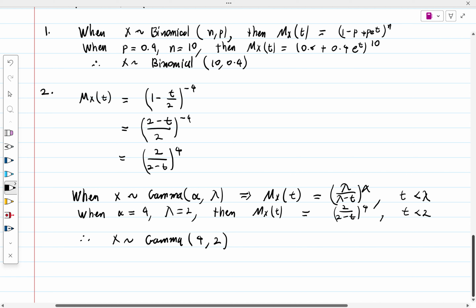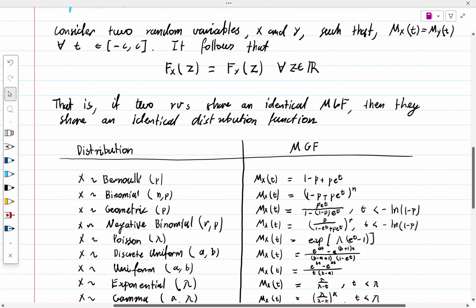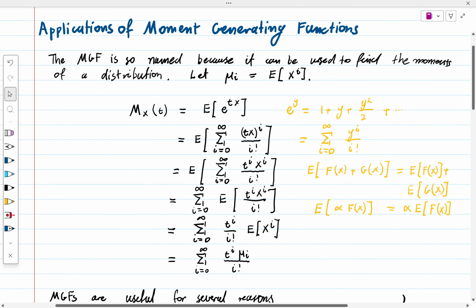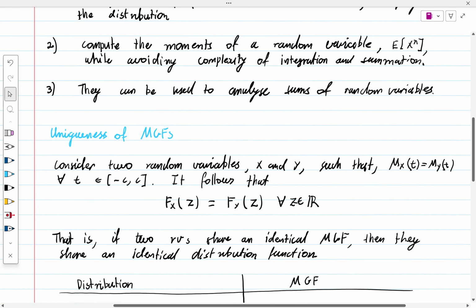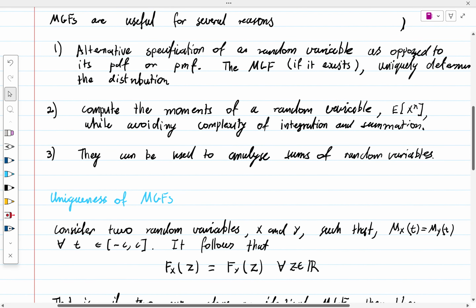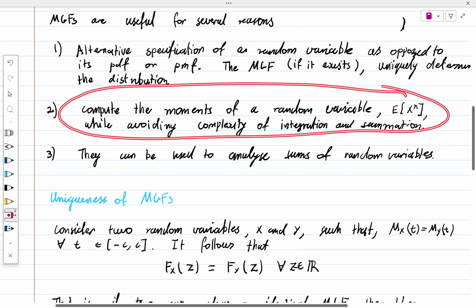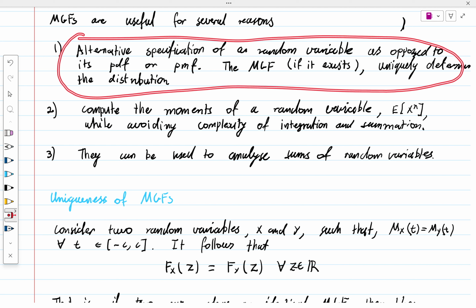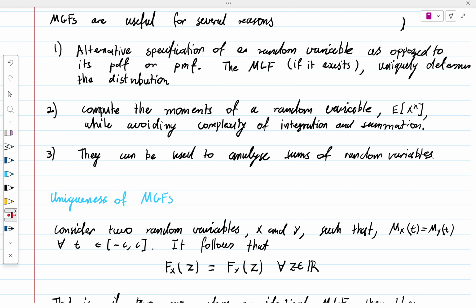I'll stop there in our video and give you time to pause and absorb everything that we've covered. This was the first video covering applications of moment generating functions. In the next video, we're going to look at computing the moments of a random variable using the moment generating function. But for now, I hope this video was useful and shows how moment generating functions actually specify the distribution.